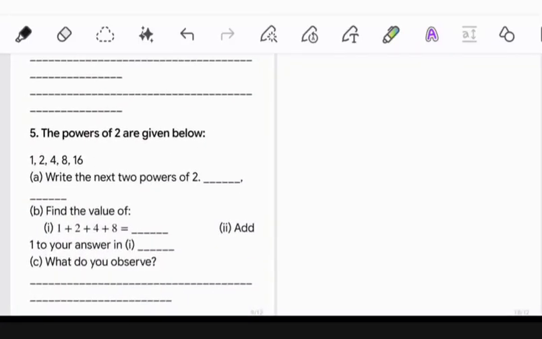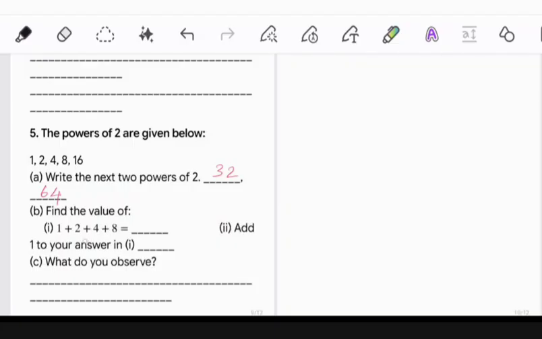The powers of 2 are given below: 1, 2, 4, 8, 16. Write the next powers of 2. The next power of 2 after 16 is 16 into 2, 32. After that, 32 into 2, 64. These are the next powers.